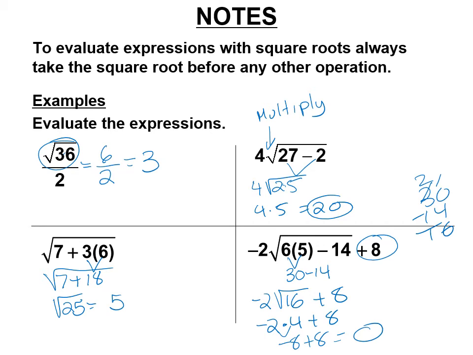All right, but this is a good example to show you all the rules. You do everything inside the group first. Then you take your square root. So you're always getting the square root thing done first. Then you still have to always follow, though, multiplying before adding and subtracting, right?